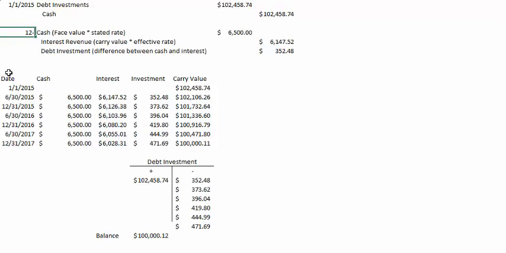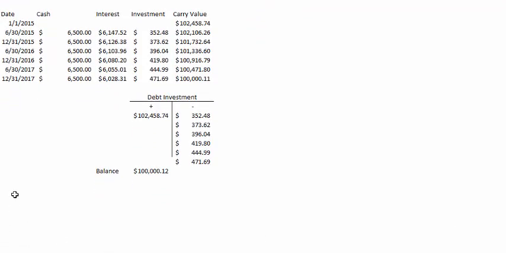So now it's 12/31 of 2017. We're going to record first the receipt of the interest, which is the $6,500, and so the table here will help us. The $6,500, the amount of the interest is $6,028.31, and then the difference goes to reducing the debt investment. Okay, so now that's not it though, because we're also going to receive the cash for the $100,000 they've agreed to pay us.